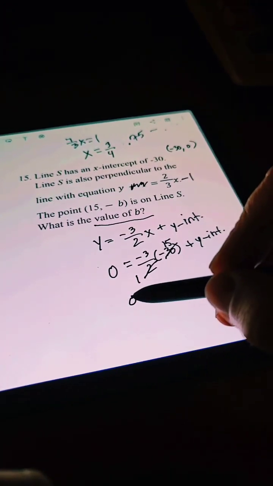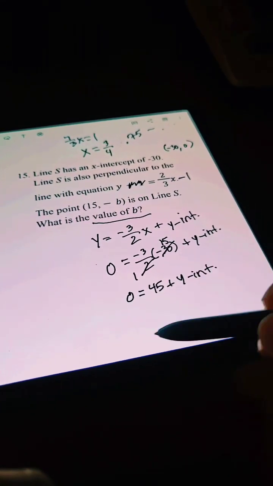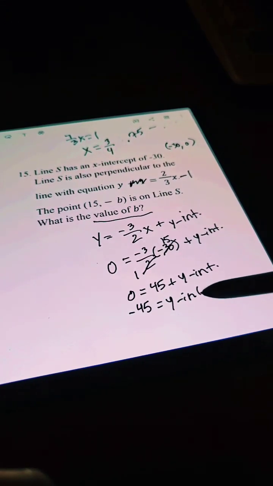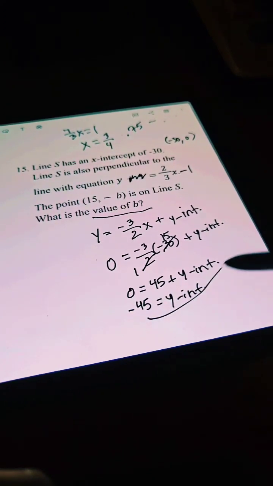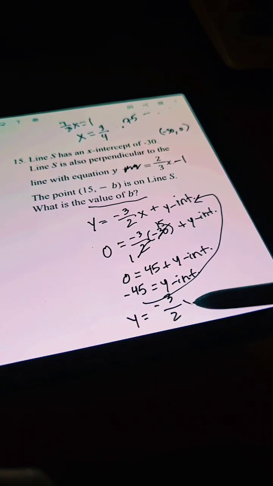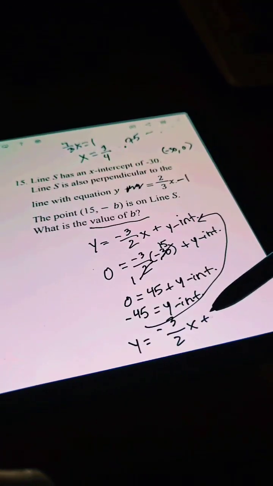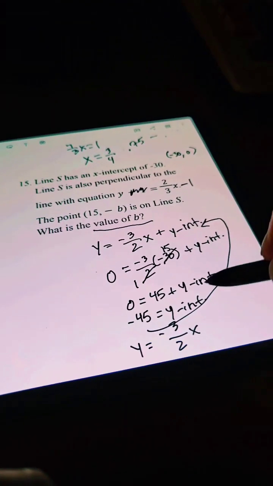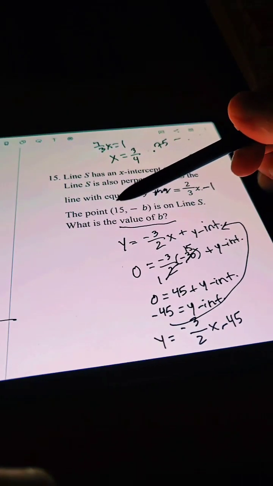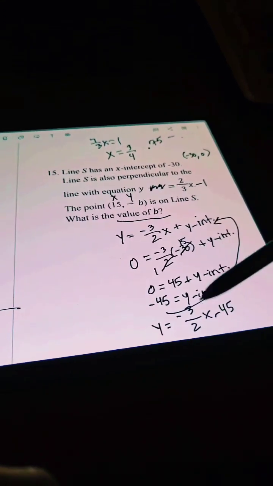So I have 0 is equal to 45 plus the y-intercept. Then I just have to subtract 45 from each side. So I get negative 45 is equal to my y-intercept. Now I can plug this in for the y-intercept, and I have the complete equation. Y is equal to negative 3/2 x plus negative 45, which is technically the same thing as minus 45, so I'm not even going to put that plus there, because adding a negative is the same as subtracting. So this is my equation that now I'm going to plug in this for x and this for y, and then solve for what b is. So that's what I'm going to do.